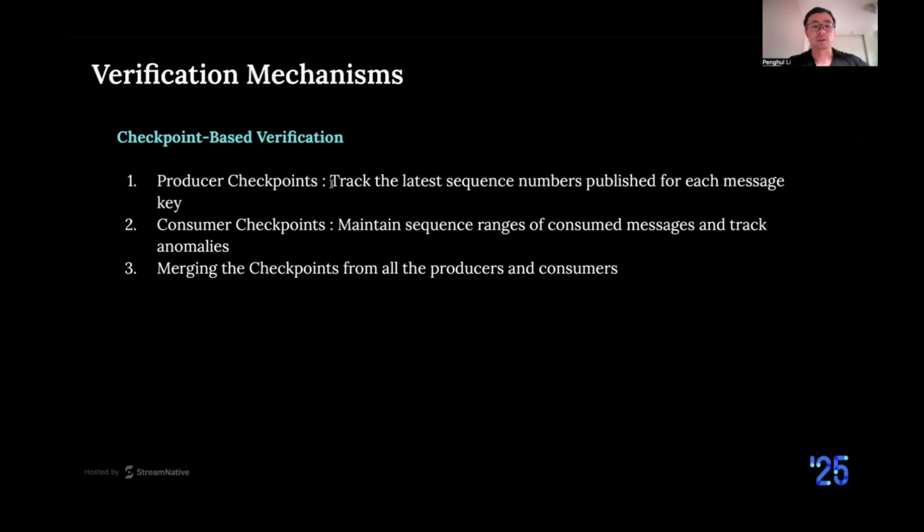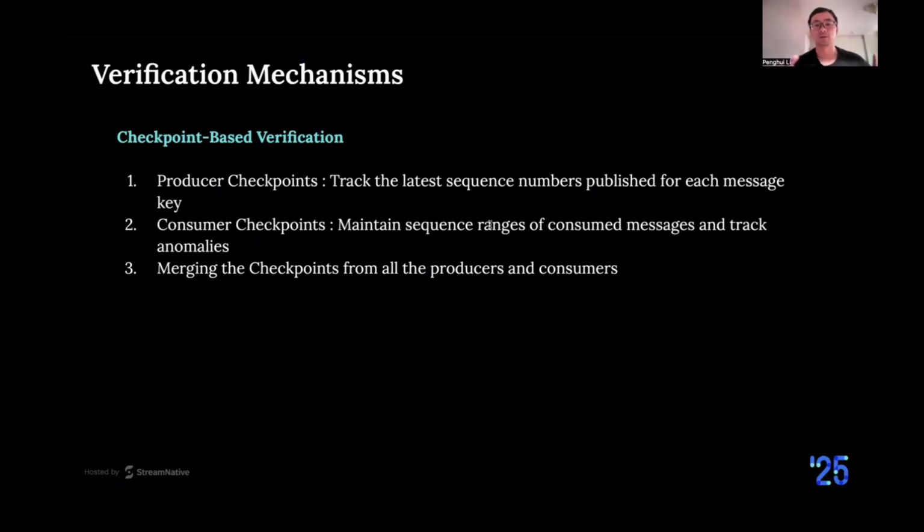For a producer checkpoint, it's the latest sequence number published for each message key. And for the consumer, we will not manage all the sequences in memory. For the producer, it's simple, because we only need to manage the latest sequence number for each key.